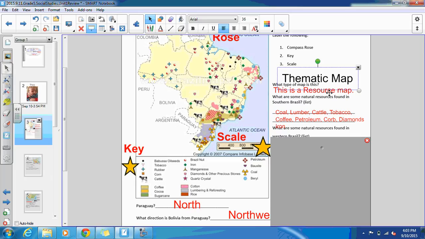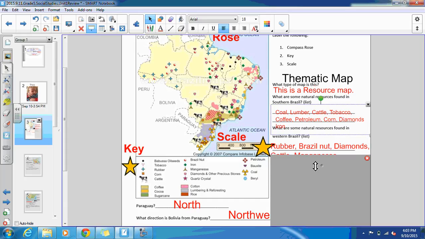Those are our three biggest ones that I saw. I also saw some rice down here. I also saw tobacco, coffee, petroleum, corn, diamonds, and iron. You don't have to have all those, but as long as you have three of those, awesome job.